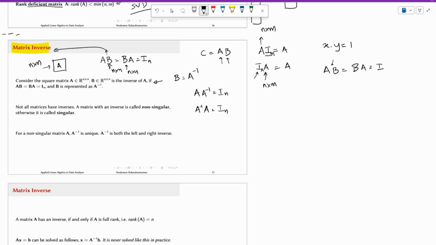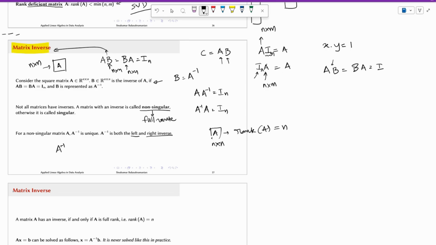So we said square matrices can have inverses, but not all square matrices will have inverses. Only matrices that are non-singular will have a matrix inverse. And non-singular essentially means full rank. If you have an n cross n square matrix A and the rank of A is n, then that matrix for sure will have an inverse, and of course that inverse is unique. And later on, you'll also hear people say for square matrices, A inverse is both the left and right inverse of A.